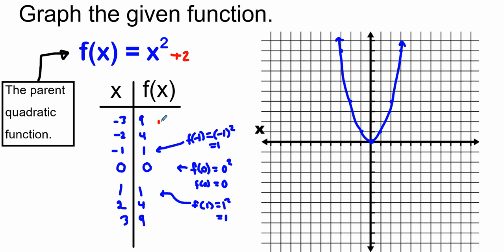So what would happen is all of these y coordinates would be increased by 2 units. So instead of a 9, you'd get an 11. Instead of a 4, you get a 6. Instead of a 1, you get a 3. Instead of a 0, you get a 2, and so on. So all your y coordinates get increased by 2 units if you're adding 2 out here.